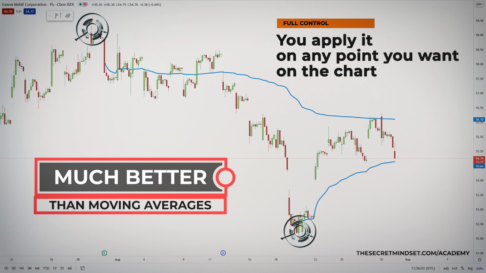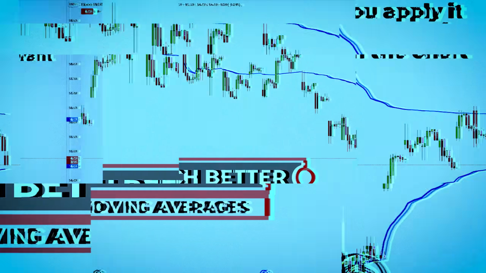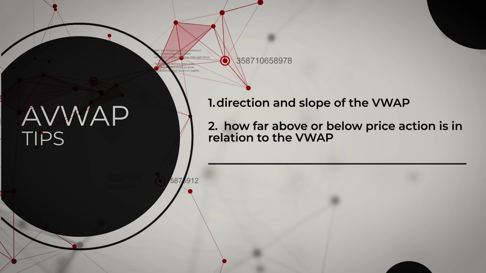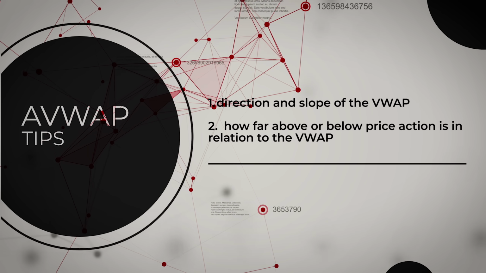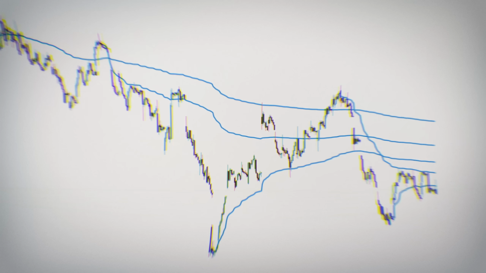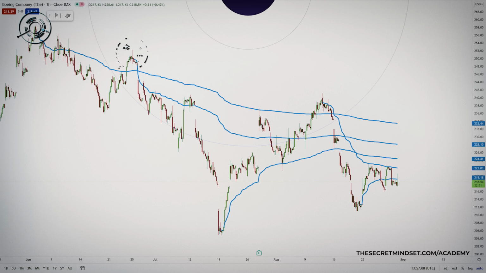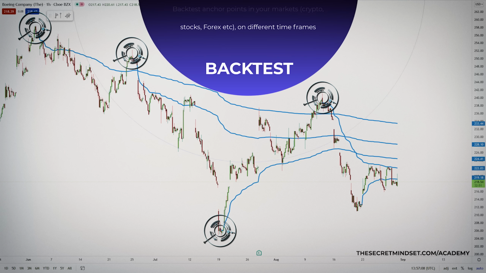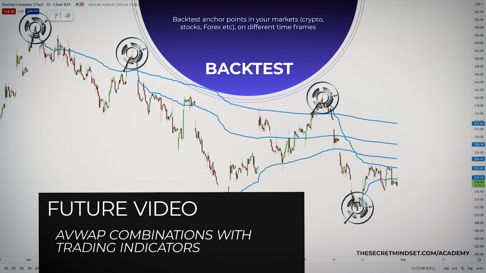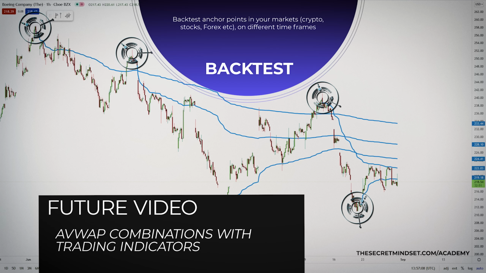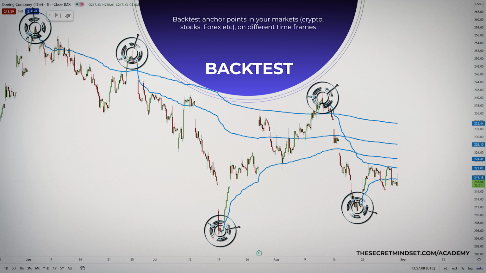Because of its dynamic properties, the anchored VWAP can be analyzed in ways like a traditional moving average. So pay extra attention to the direction and slope of the VWAP, or how far above or below price action is in relation to the VWAP. So experiment with various anchor points in your targeted markets, crypto, stocks, Forex, on different time frames, and you will immediately recognize its value. As a standalone study, or in combination with other oscillators and indicators, I think the anchored VWAP is likely to become one of your favorite trading tools.